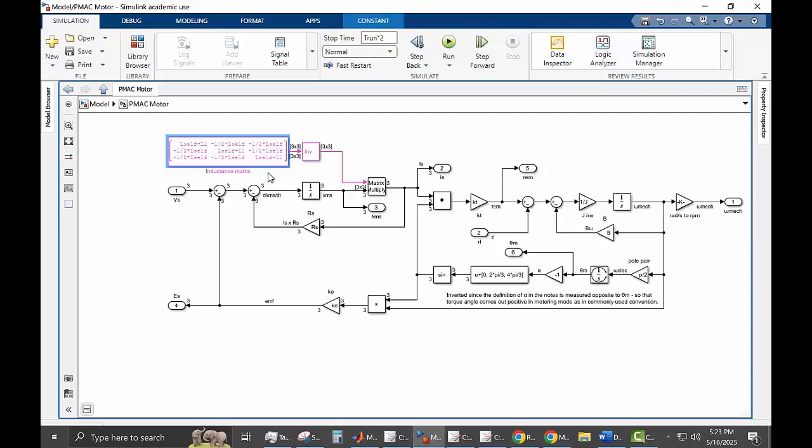But when you go to induction motor, we can clearly show that the DQ model has a little bit more numerical stability compared to the ABC model. And also the computation is far lower when you have a DQ model for an induction motor compared to an ABC model.